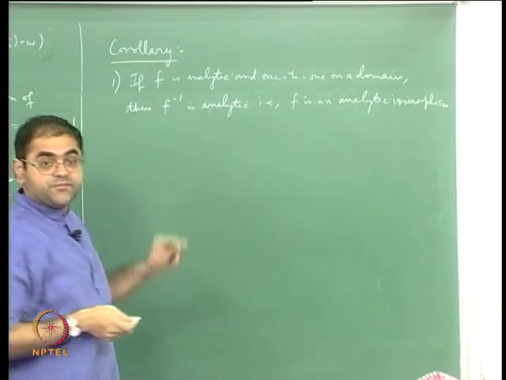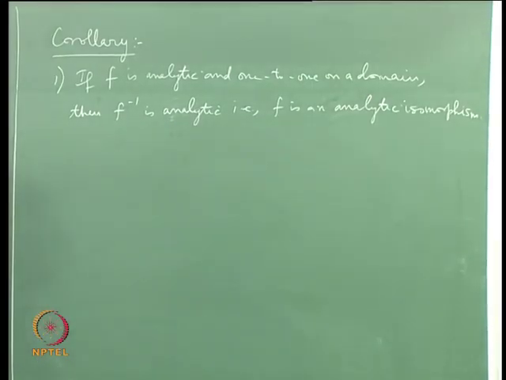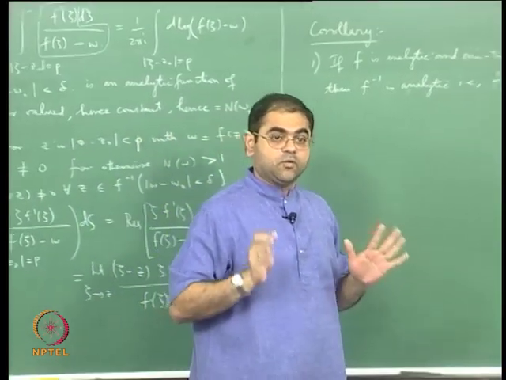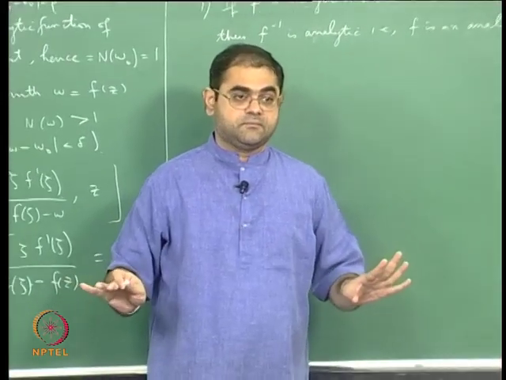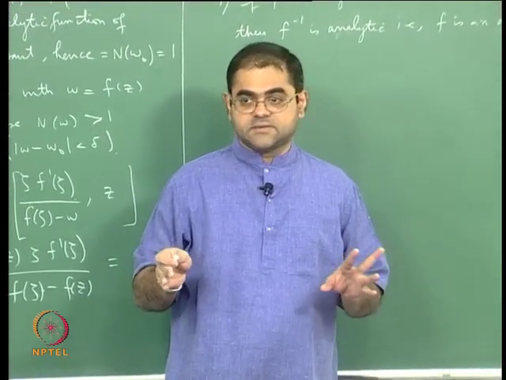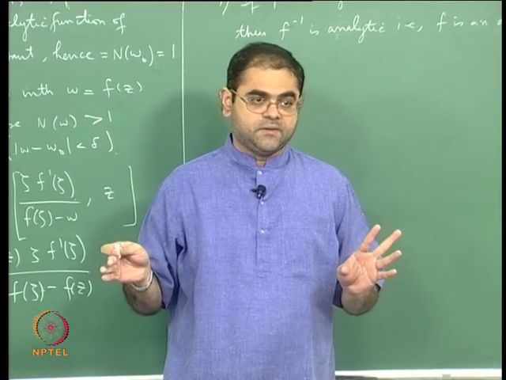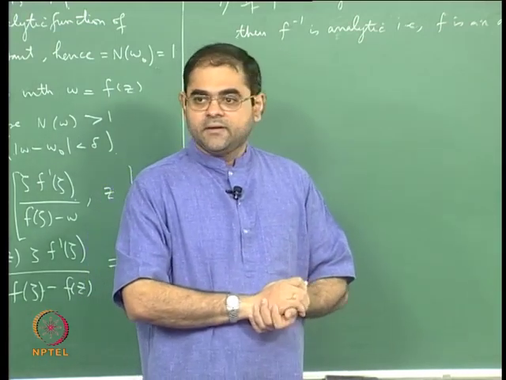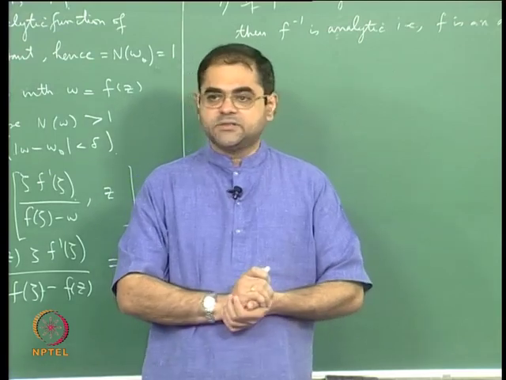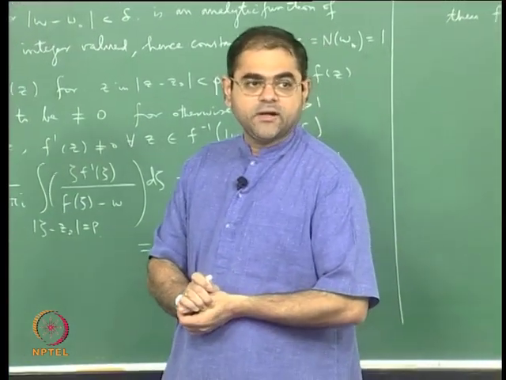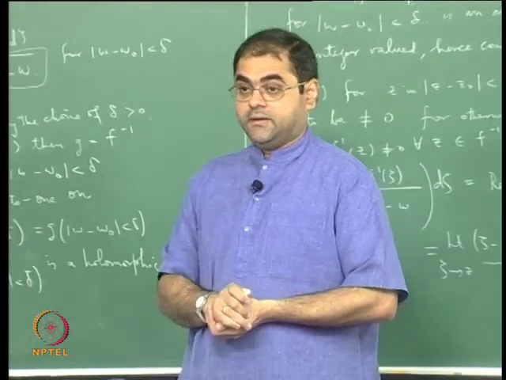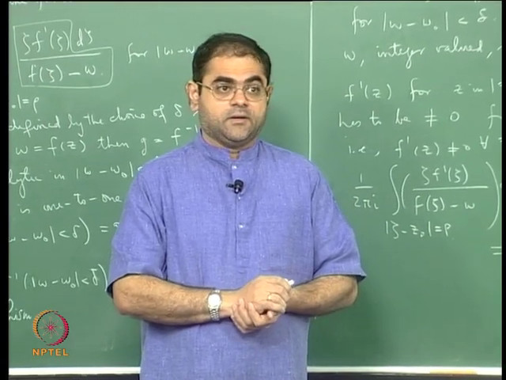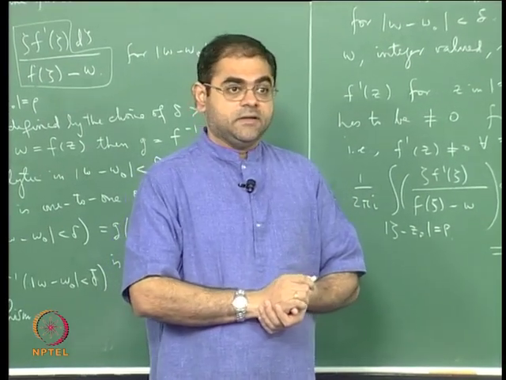So you see, the first corollary is that a 1-to-1 analytic function is an isomorphism. A 1-to-1 holomorphic function is a holomorphic isomorphism. It's a very very strong statement. The corresponding statement for real valued functions is not true. A 1-to-1 real valued differentiable function, okay, is not a differentiable isomorphism. You can find a 1-to-1 maybe even infinitely differentiable function, okay, which is 1-to-1, but for which the inverse function is not differentiable.